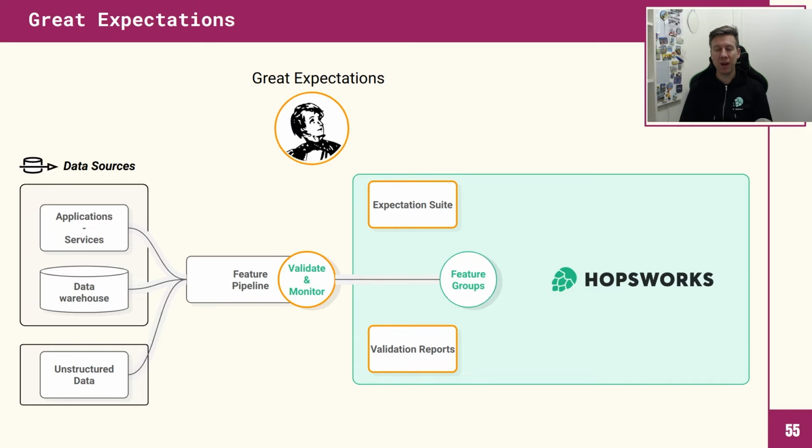It's an open source library. It works very well with pandas. It's Python. It also works in Spark. And what Great Expectations enables you to do in your feature pipelines is that you can add some declarative statements to validate your data before it's written into the feature store.